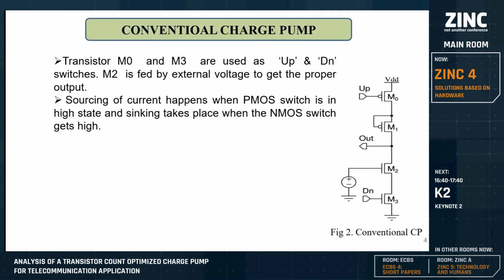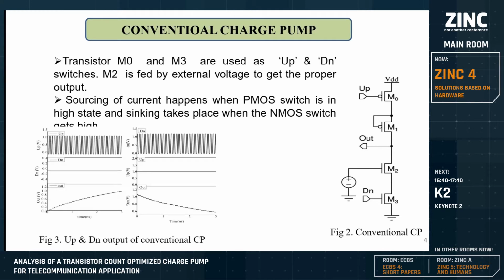So here is a diagram of a conventional charge pump. A conventional charge pump is shown in the figure. As you can see, transistors M0 and M3 are used as the up and down switches. M2 is fed by an external voltage to get the proper output. Sourcing and sinking of current happen when the PMOS switch is in high state and the NMOS switch gets the higher value. So here are the plots for the sourcing and sinking of a conventional charge pump circuit.